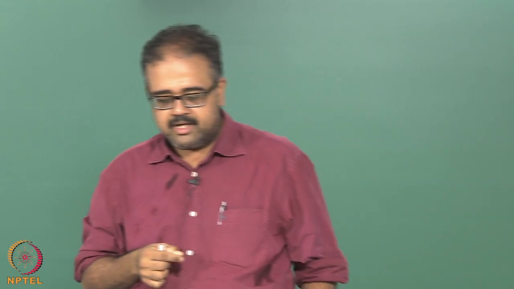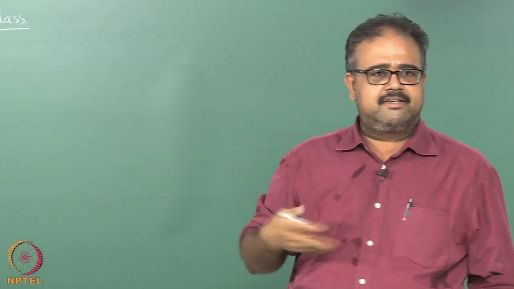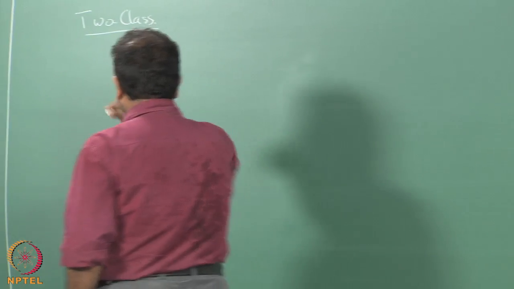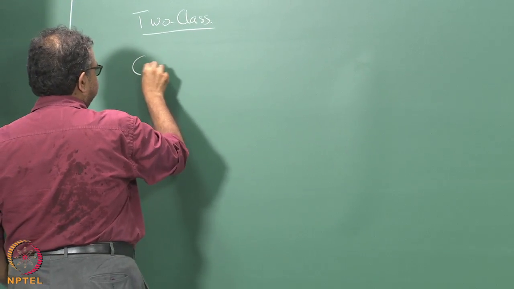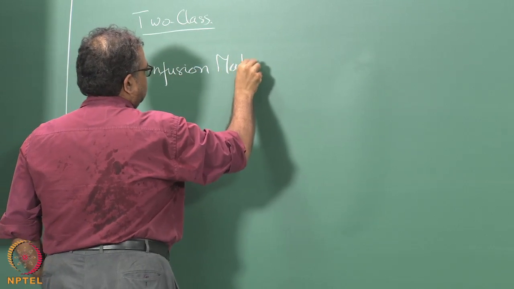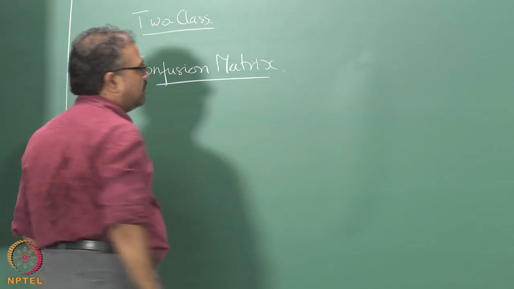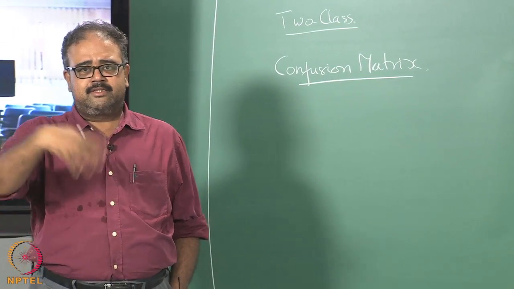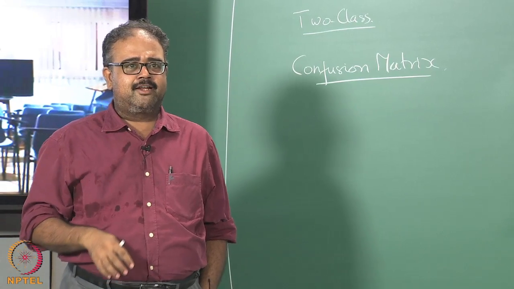And frankly, two class classification has a much richer set of measures that people have proposed, and usually the ones that you use for multi-class classification are extensions of these measures to multi-class. Okay. So the first thing I want to introduce you to is something called the confusion matrix.